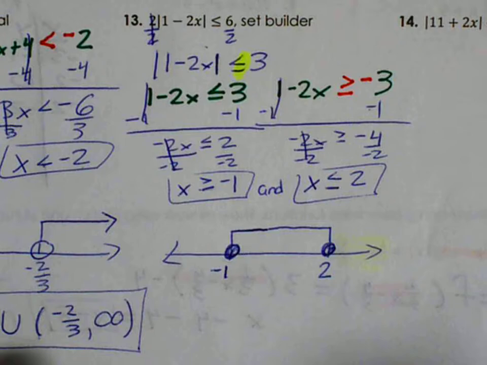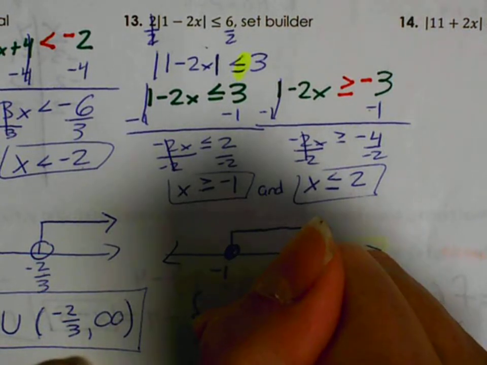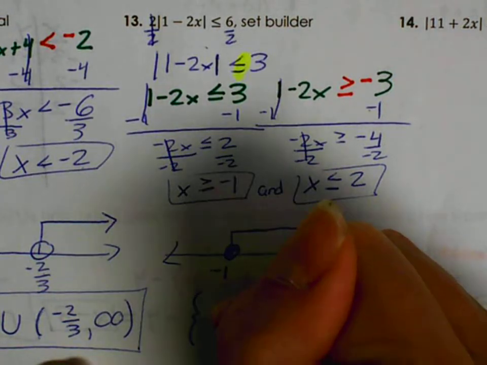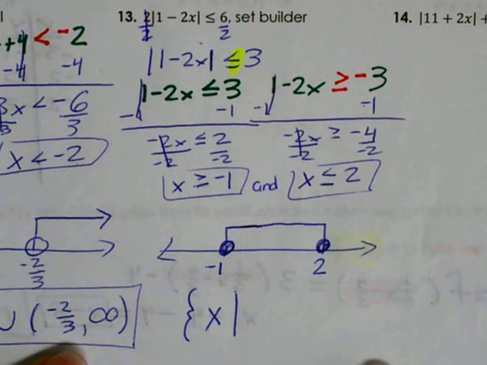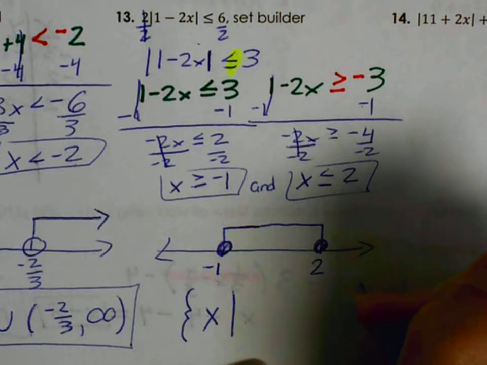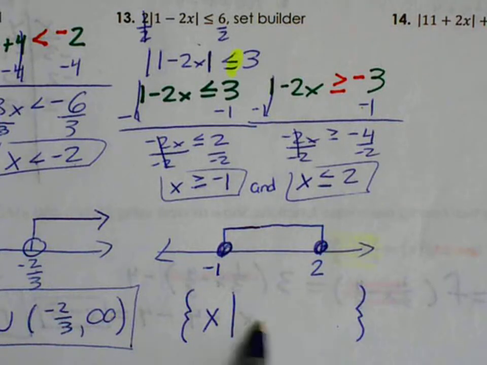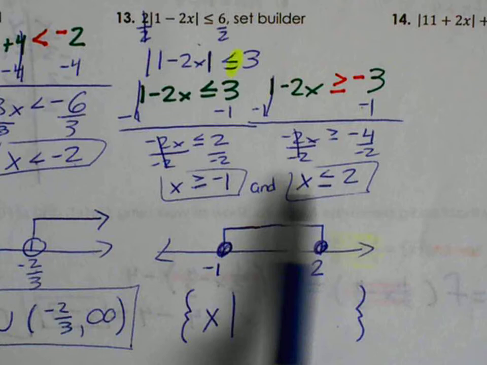So remember, for set builder, I need to draw these brackets. I need to draw that x, this line, right? For all set builder, it's always that same piece, and it's going to end in brackets. And then inside the brackets, I'm just going to put my inequality. So this one's an "and" inequality.